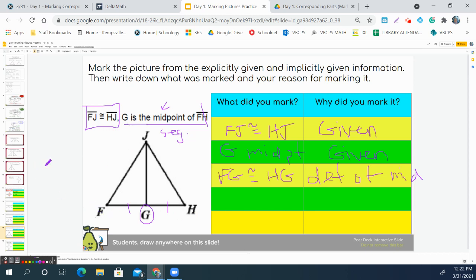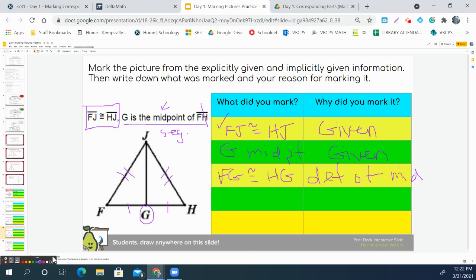What else can I write? What's invisible here? One more thing, like looking in a mirror. FJ. Do I know anything about FJ? Oh, I didn't mark that, did I? FJ and HJ. Yep, you're right. I didn't mark that. Gotta mark that. What's the last thing? One more piece of information I can mark. What can I mark?